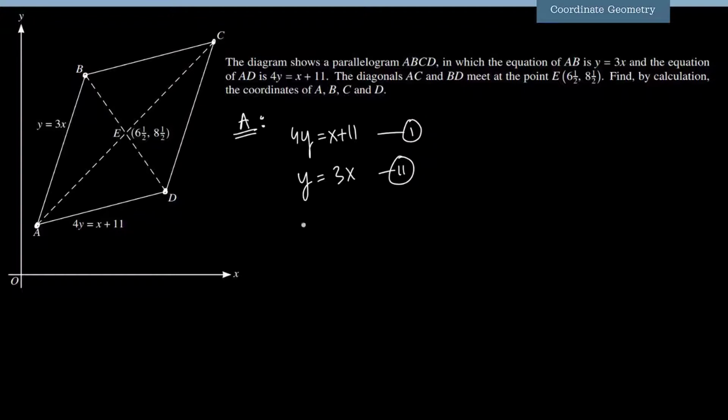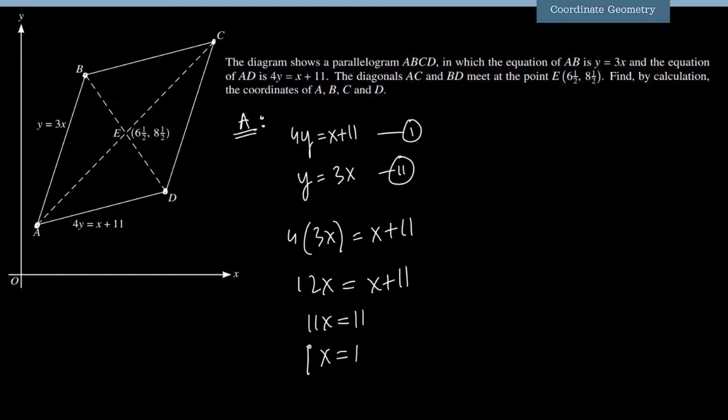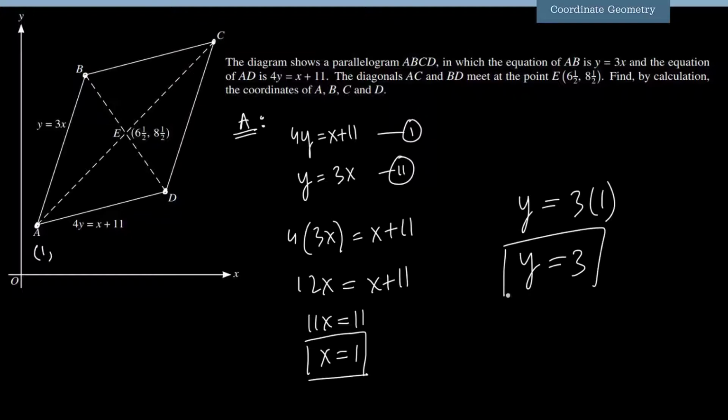I'll substitute equation 2 in 1 and I'll get 4 times 3x is equal to x plus 11. 4 times 3x would give me 12x, and this is equal to x plus 11. Subtracting x on both sides would give me 11x is equal to 11. Dividing both sides by 11 would give me x as 1. So the x coordinate of point A is 1. Now for the corresponding y coordinate, I'll put this x in equation 2 and I'll get y as 3 times 1, which gives me y as 3. So the y coordinate of point A is 3.